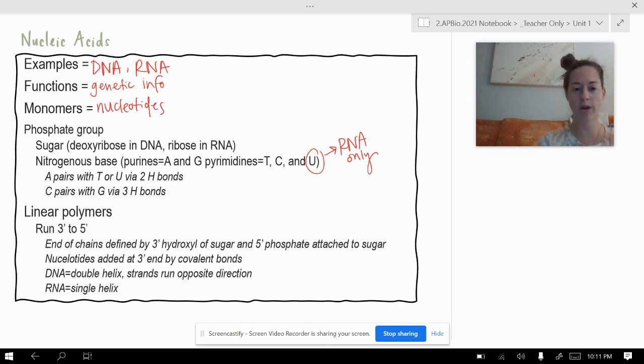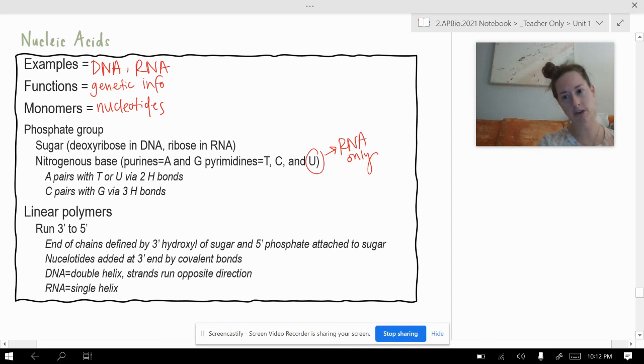So this is important because a purine always goes with a pyrimidine. That keeps the space in between the DNA the same. Because if it was 2 small ones and then 2 big ones and then 2 small ones and then 2 big ones, it would create this wavy ladder. We don't get that. We get a bigger one with a smaller one always, and that's why it stays the same width.